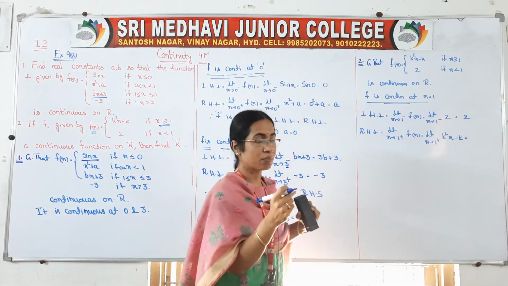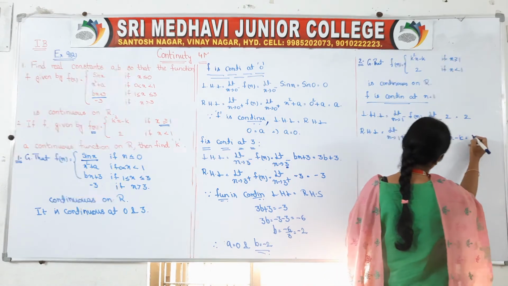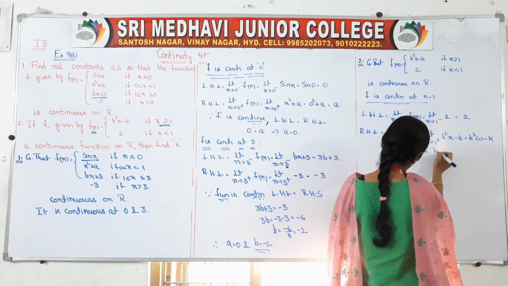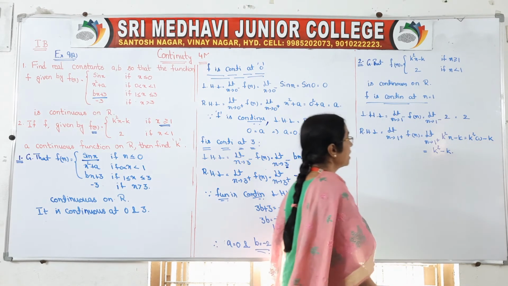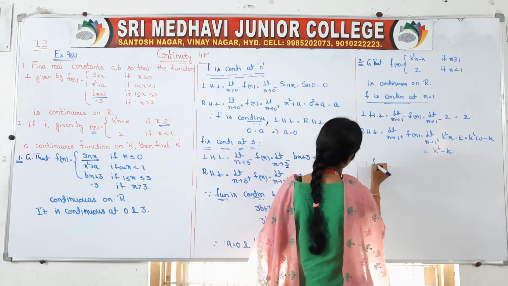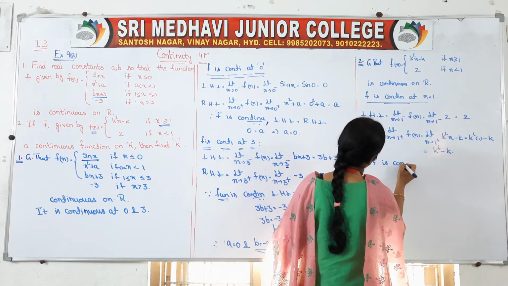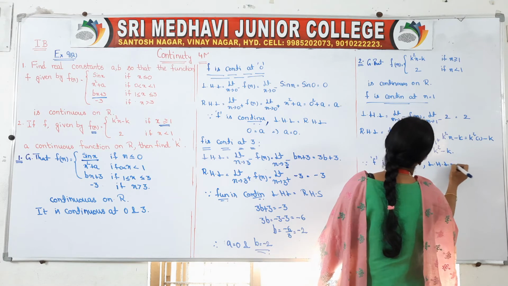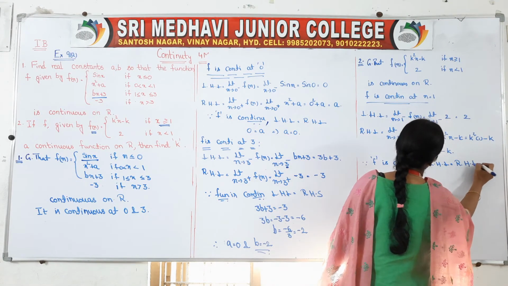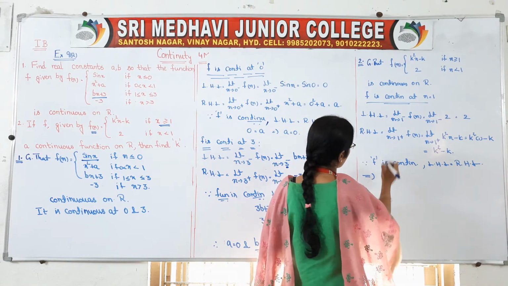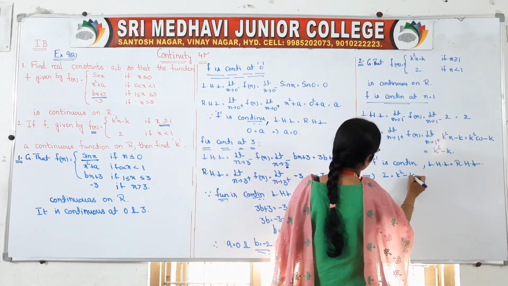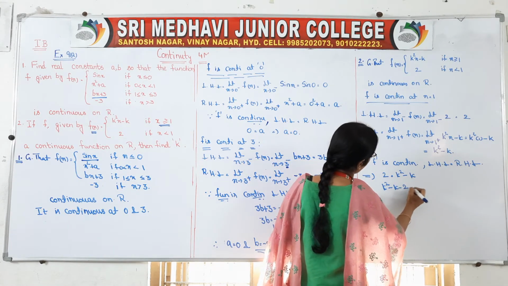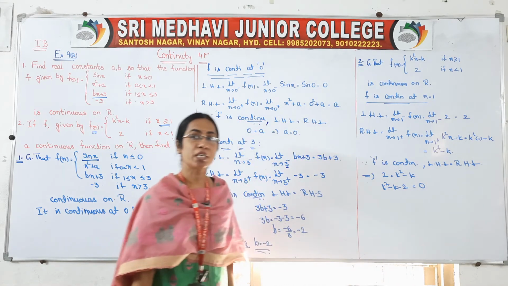So substitute the x value, x equals 1. So it is k square into 1 minus k, which is equal to k square minus k. Since f is continuous, left hand limit is equal to right hand limit. So 2 is equal to k square minus k. Send 2 that side: k square minus k minus 2 is equal to 0.